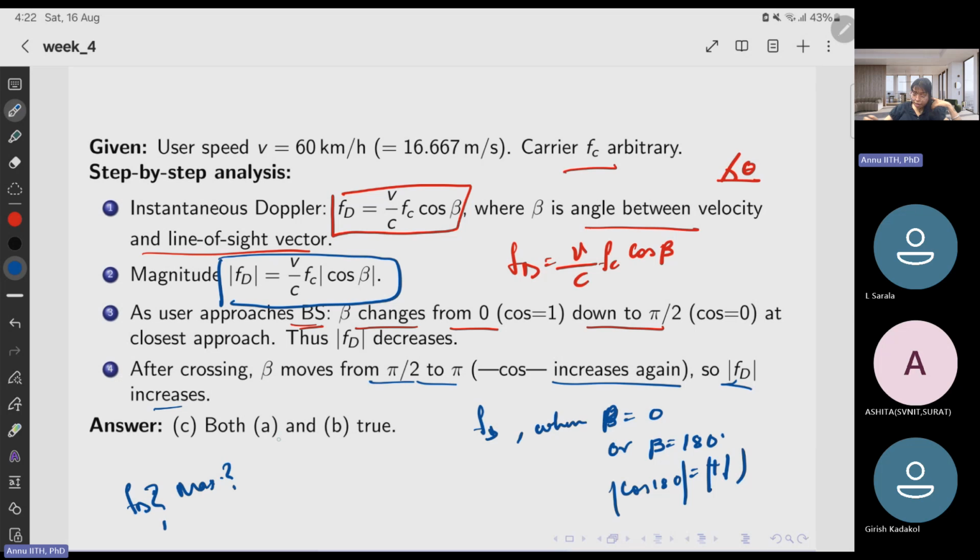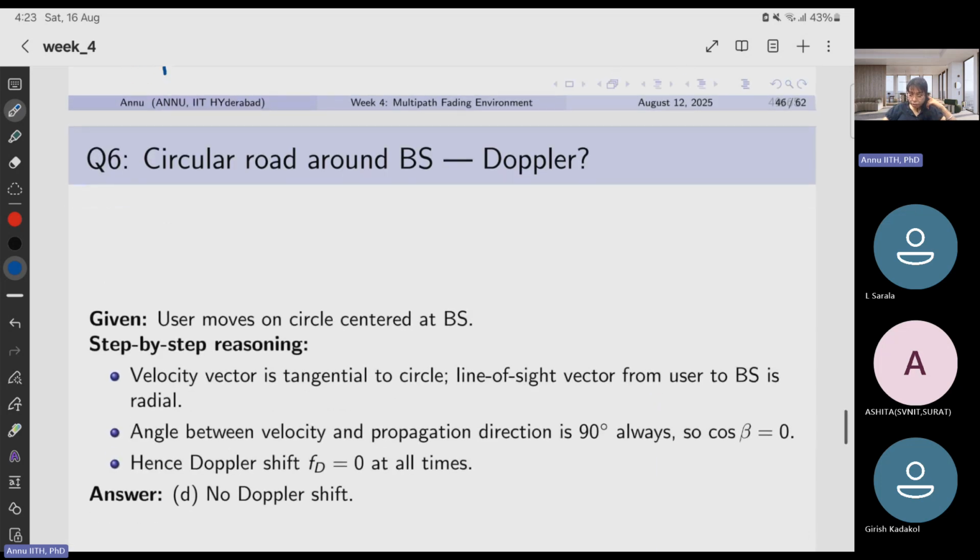There were two options. FD is maximum when theta is 0, or it is 180 degrees, or one only, or both. The answer was both. This question was very good.